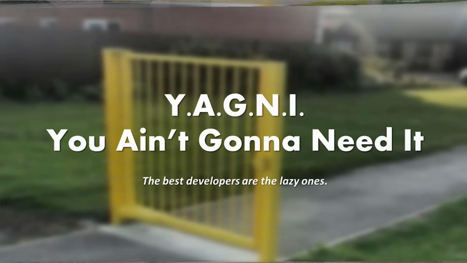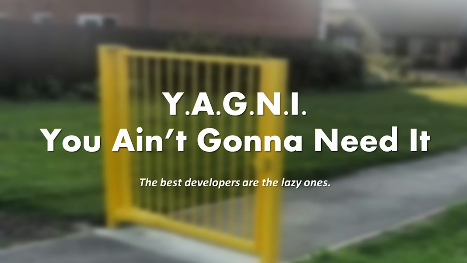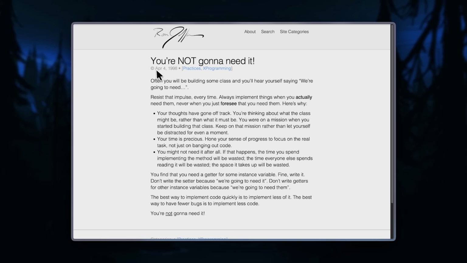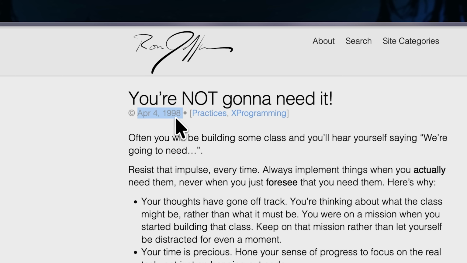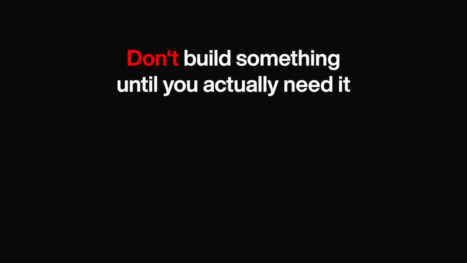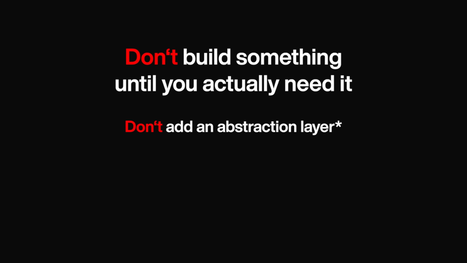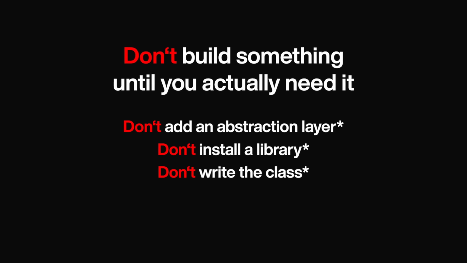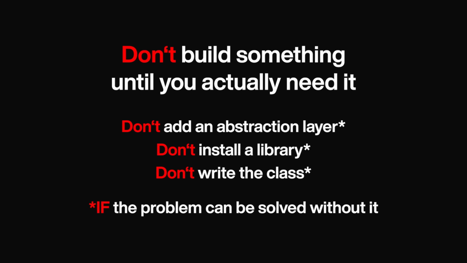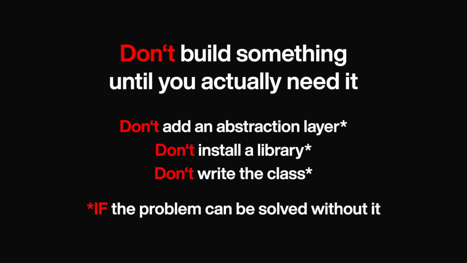So the main idea behind it is embracing the YAGNI principle, which stands for you ain't gonna need it. It's actually a software engineering idea from the 90s, and the core idea of it is don't build something until you actually need it. Don't add an abstraction layer, don't install a library, don't write the class. If the problem can be solved without it, then just solve it without it.